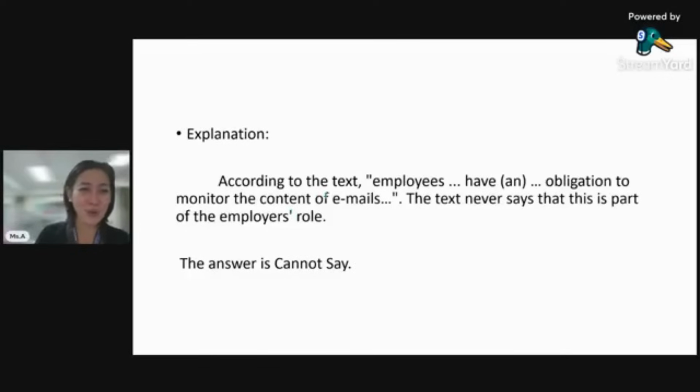Ayan po. According to the text, employees have an obligation to monitor the content of emails. Hindi po binanggit dyan na parte po yun ng trabaho ng employer or ng supervisor. So the answer is cannot say.